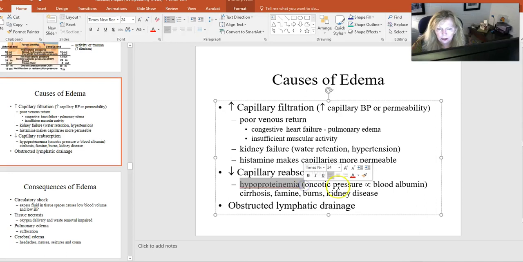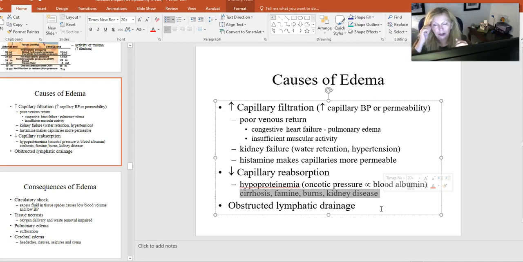So hypoproteinemia, so again, this is going to lead to osmolarity changes. And we know that some of the things that can cause these types of situations are cirrhosis, malnutrition, burns, and kidney disease. Also, you can have obstructive lymphatic return. We'll look at the lymphatic system as a whole and how lymph actually functions.